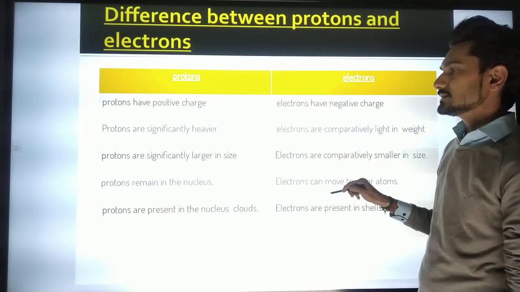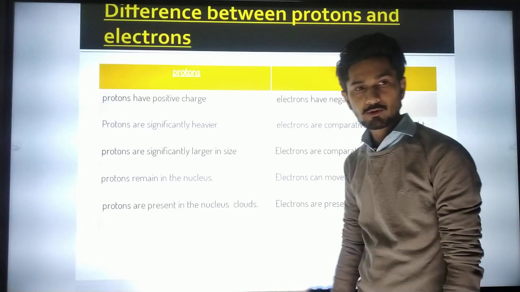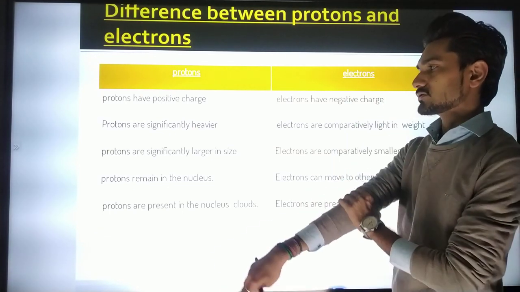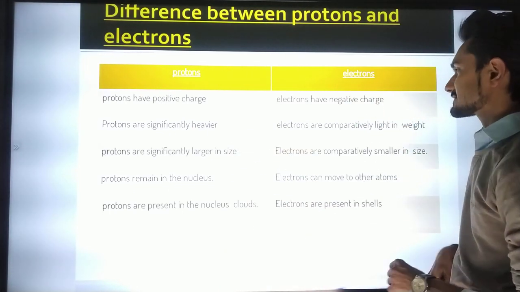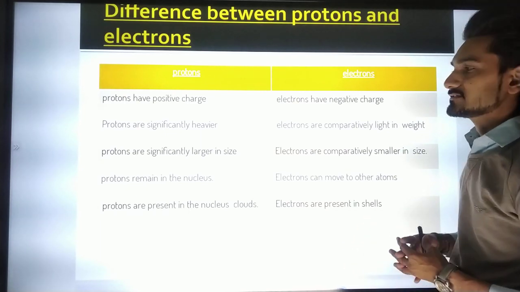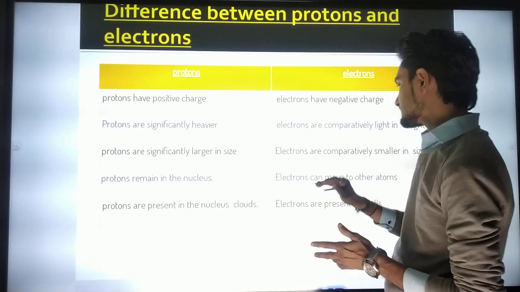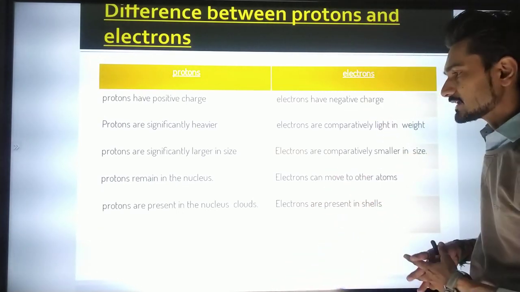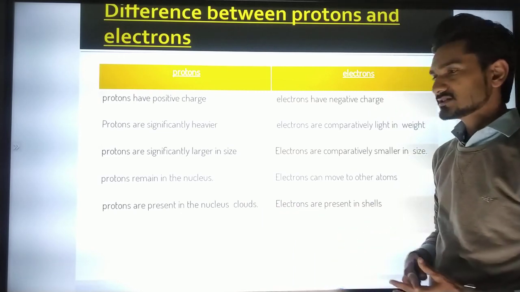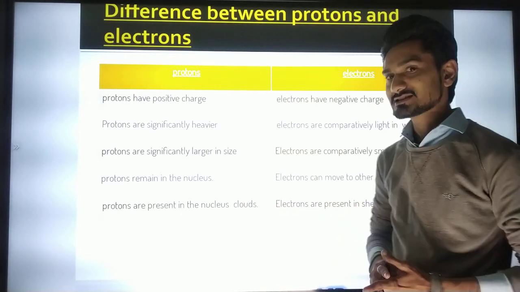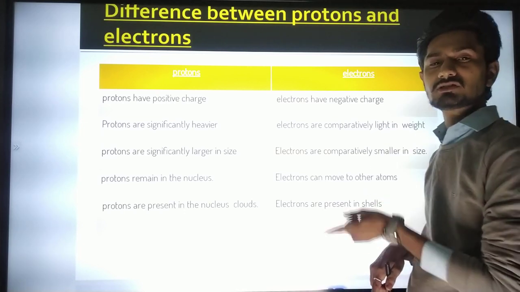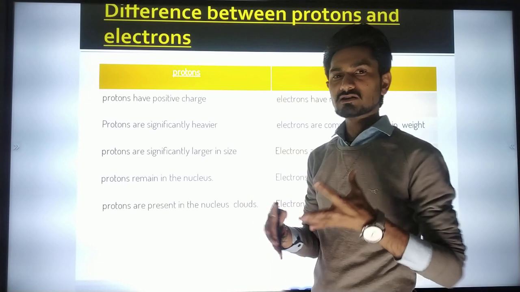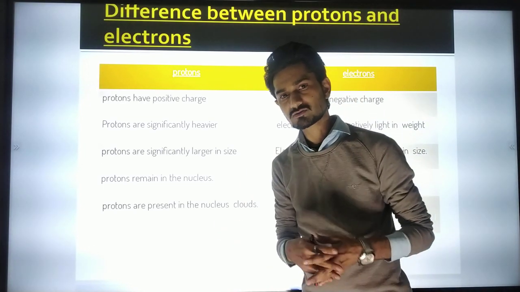The difference between electrons and protons is important. Protons have a positive charge, electrons have a negative charge. Protons are significantly heavier, while electrons are comparatively light in weight. Protons are larger in size, electrons are smaller in size. Protons remain in the nucleus while electrons rotate around the atom. Protons are present in the nucleus while electrons are present in the shells. I have already told you in the first lecture that they are always rotating around the shell. Shells mean the orbital structure present around the atom's nucleus.